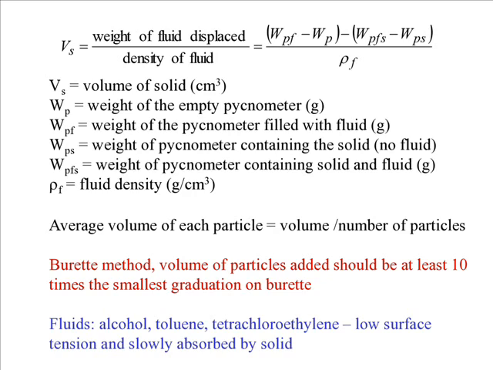So you have the burette method where the volume of particles added should be at least 10 times the smallest gradation on the burette. And the different fluids that you can use for this particular technique are alcohol, toluene, tetrachloroethylene, and they all have low surface tension and are slowly absorbed by the solid, because you don't want the solid to soak up your fluid, and these are things that won't occur by and large.